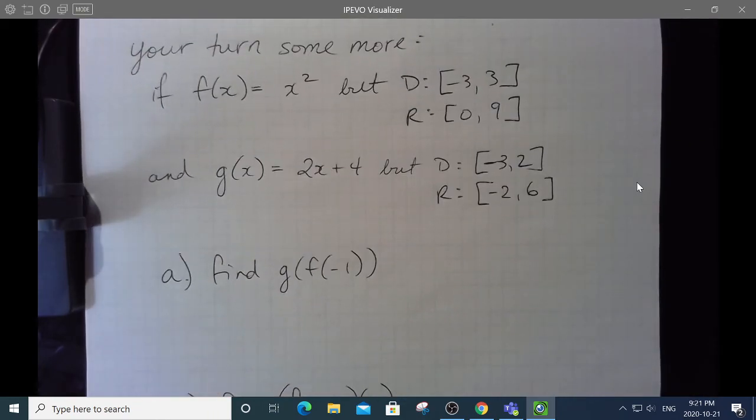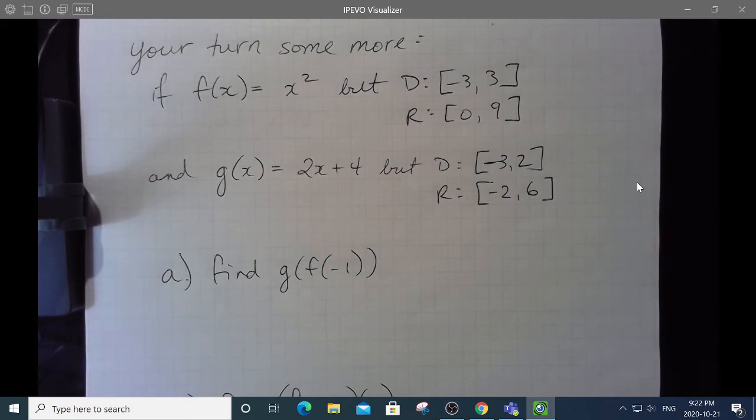Your turn some more. If f of x is equal to x squared, but I'm going to actually restrict its domain, just like I did with that chart on the first page. So f of x is equal to x squared, and normally you could plug any number you want into x squared, but I'm going to stick to numbers between -3 and 3, and my range is going to go from 0 to 9. g of x is going to be 2x plus 4, but once again, my domain is -3 to 2, and my range is -2 to 6.